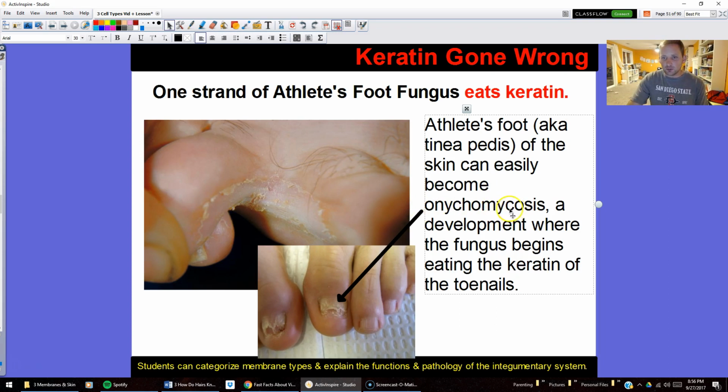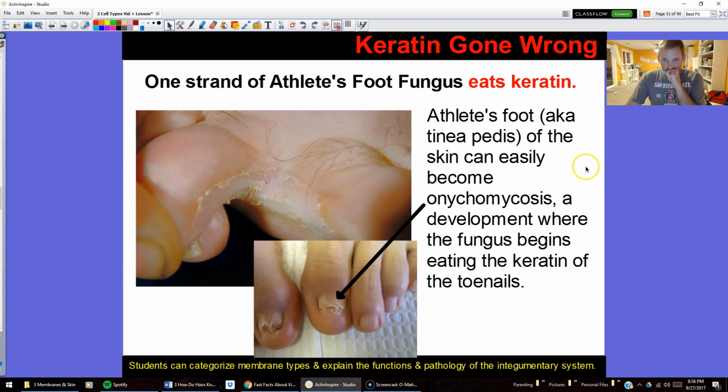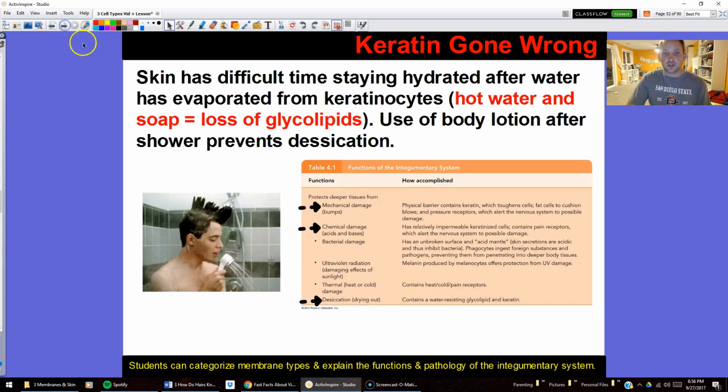Onychomycosis. Mycosis means fungus. Mycorrhizae is like a species of fungus, or of a fungus. So onychomycosis is the condition where the fungus begins eating off your toenail, and your whole toenail can get eaten. Vaseline actually is a pretty good solution to that. Kills fungus. But I'm not a doctor, so there are other antifungal creams.